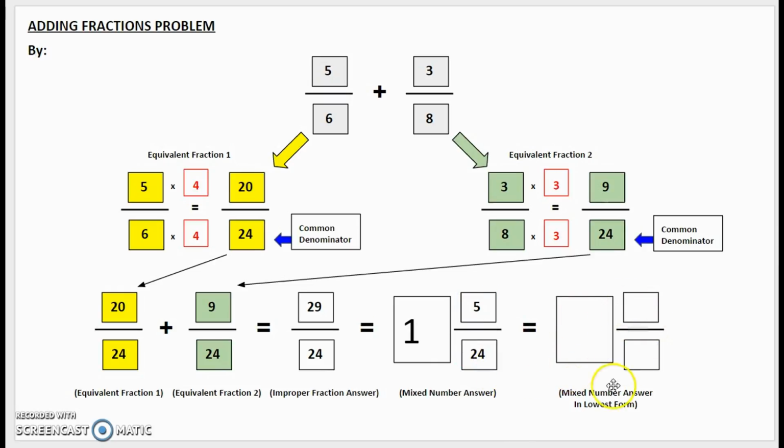I've got an extra box here, mixed number answer in lowest form, but if I scan my final fraction, it already is in lowest form because there is no number that can divide evenly into 5 and 24. So I'm just going to repeat my answer here: 1 and 5/24. In conclusion, 5/6 plus 3/8 equals 1 and 5/24. Thank you for watching my video.